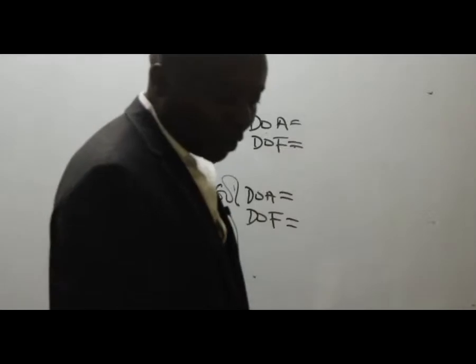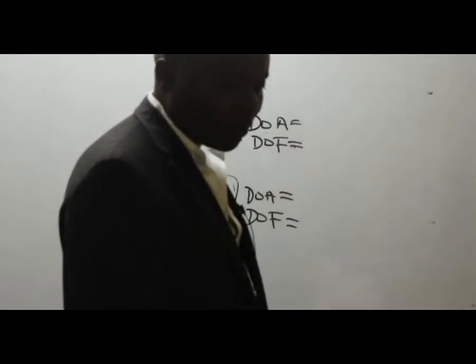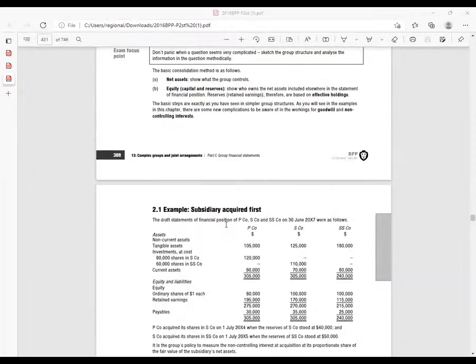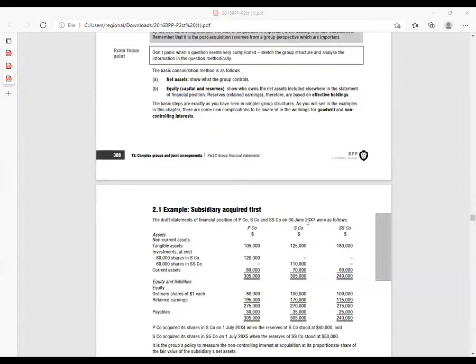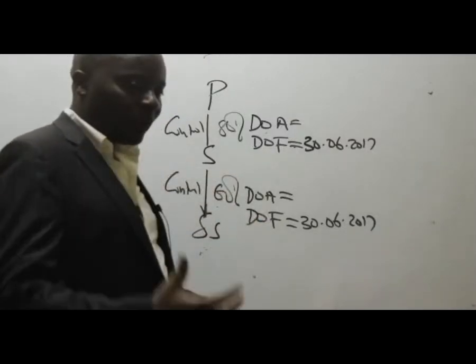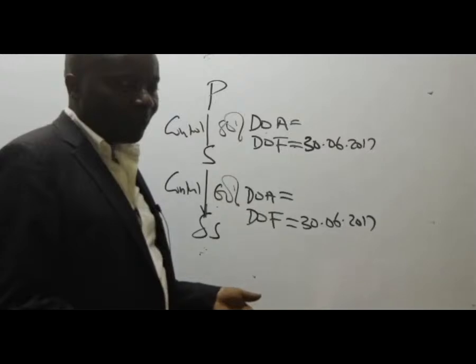Date of financial statements is normally quite easy for us to pick. The date of the financial statements given is here. What do we have here? S company, 30th June 2017. The date of the financial statements has got no controversies at all. You simply pick it from what is given up there.